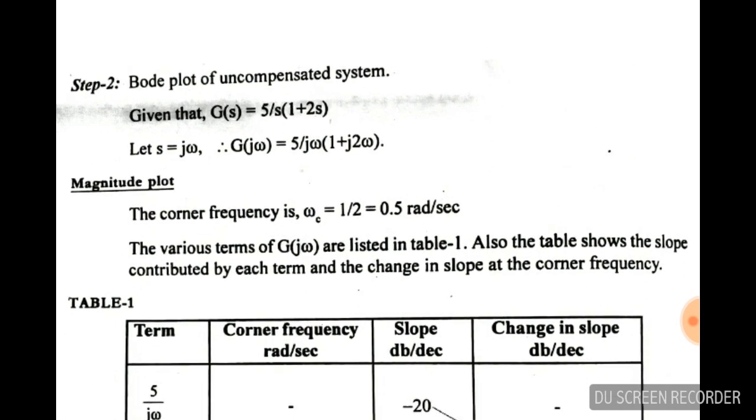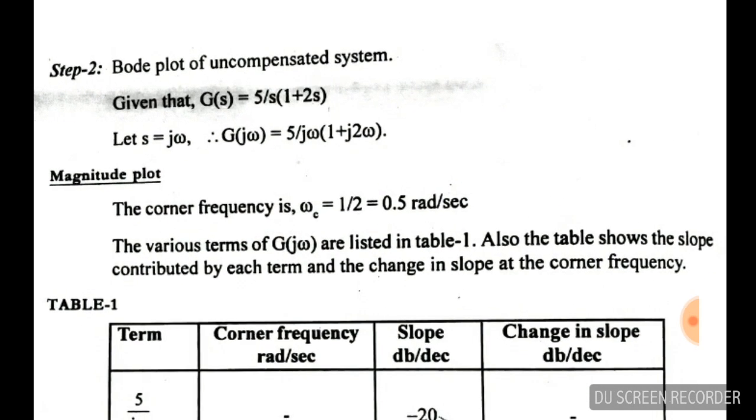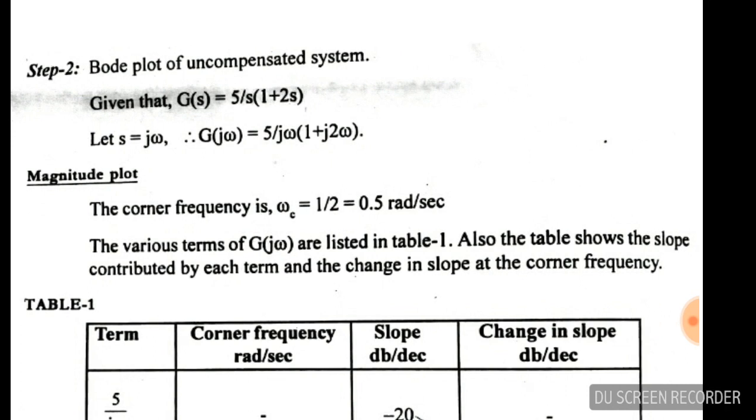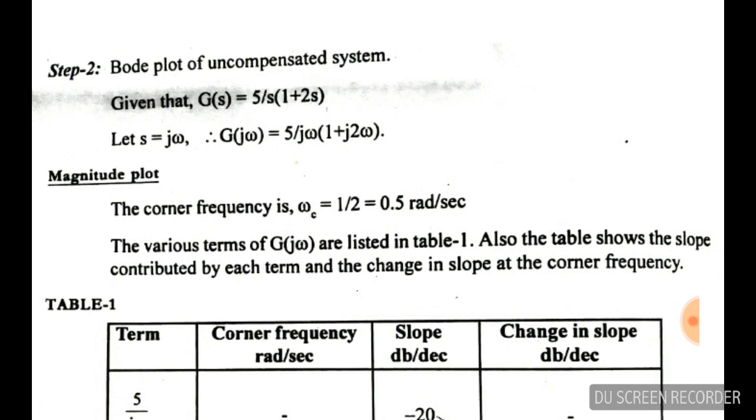See, we are designing the lag compensator by using Bode plot. So we have given that G(s) is equal to 5 over s(1 + 2s). Substitute j omega for s, that is G(j omega) is equal to 5 over j omega (1 + j2 omega).